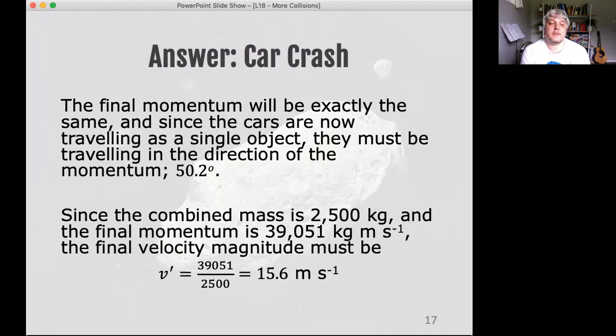You'll notice I haven't put any subscripts on that v prime because v1 and v2, car 1 and car 2, have merged. They now have the same velocity v, and because it's the final one, I've used the prime, so it just becomes v prime.